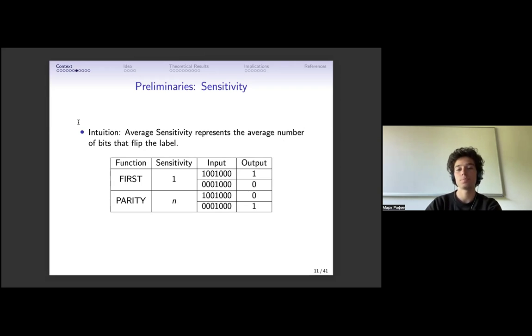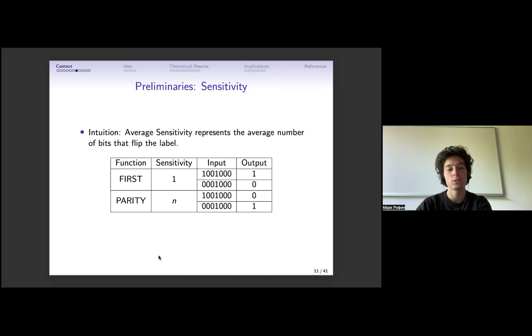Several examples: we can look at two different functions. For example, one simple function is first, which is just the first bit of the input. So we have x as a bit string like 1, 0, 0, and so on. And then the output is 1 because the first bit is 1. Or if the input string is different and the first bit is 0, then the output is also 0. And the sensitivity of this function is 1 because just one bit, the first one, can flip the label. All other bits don't influence anything.